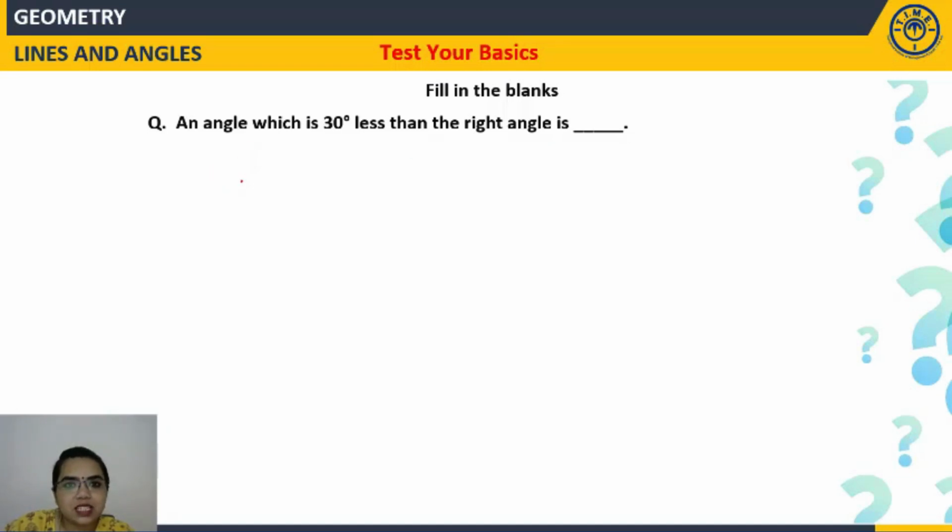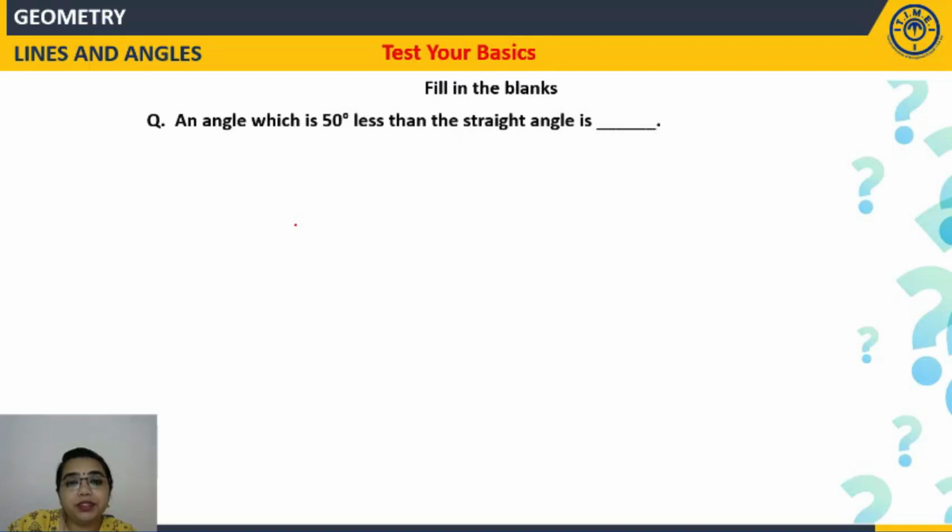Now can you tell me what is a right angle? A right angle is that whose measure is equal to 90 degrees. Now we need to find an angle which is 30 degrees less than the right angle. How will we do that? Very good. We shall subtract 30 degrees from 90 degrees. What will we get? 60 degrees. So the angle which is 30 degrees less than the right angle is 60 degrees. Is this clear to you? Let us see the next question.